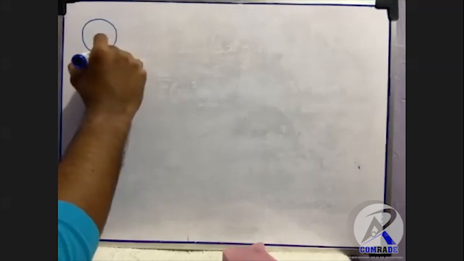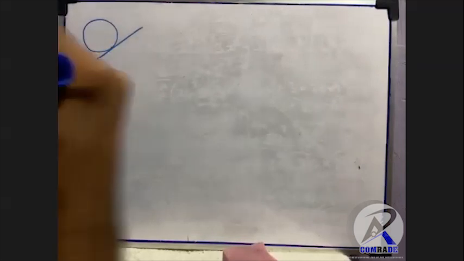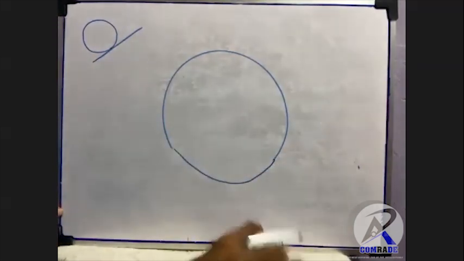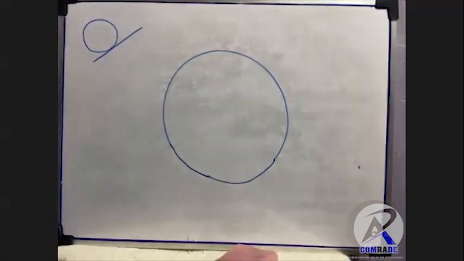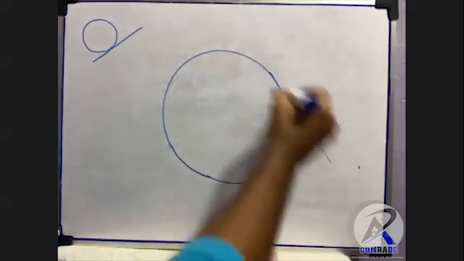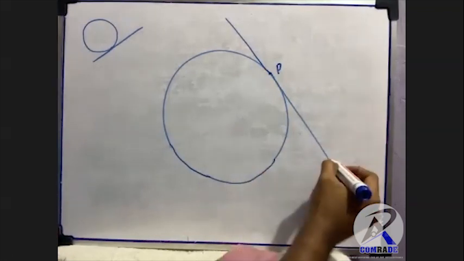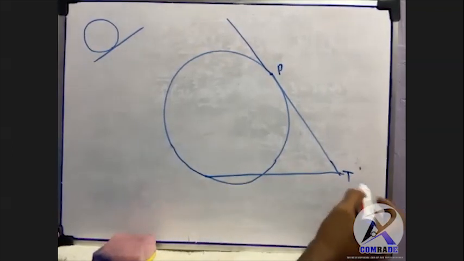A tangent: if a line touches the circle at only one point, this line is known as a tangent, right? So in this circle, from P there's a tangent. There's a way to draw a tangent. So from P it is T, and from here there's a line.